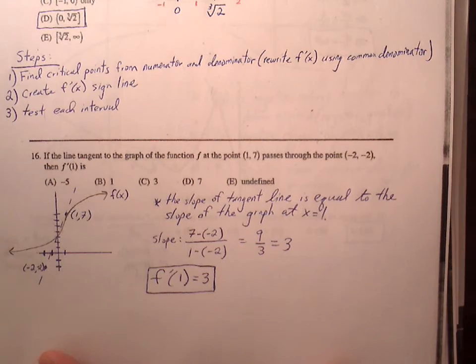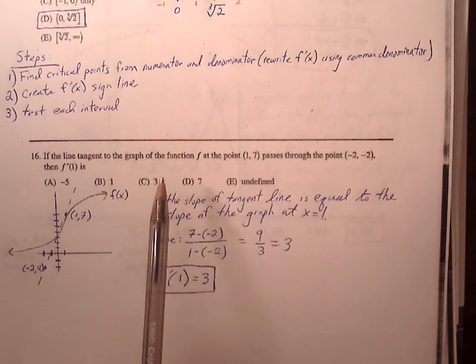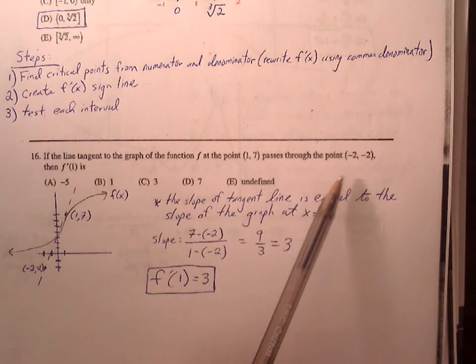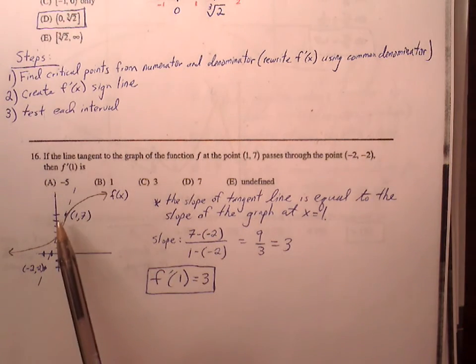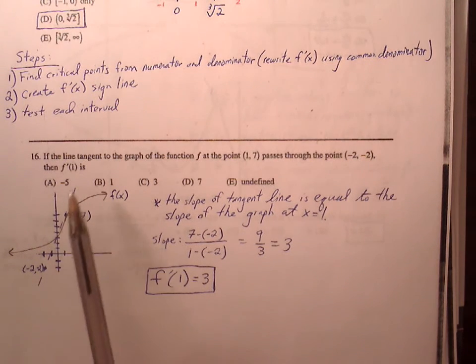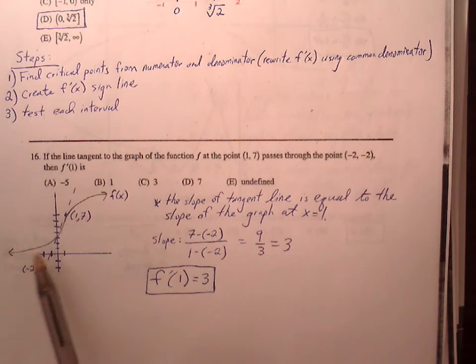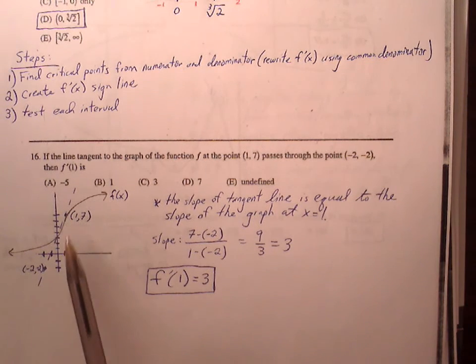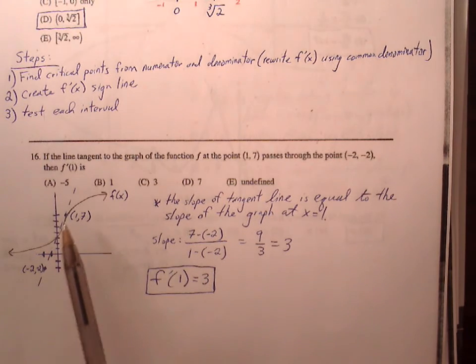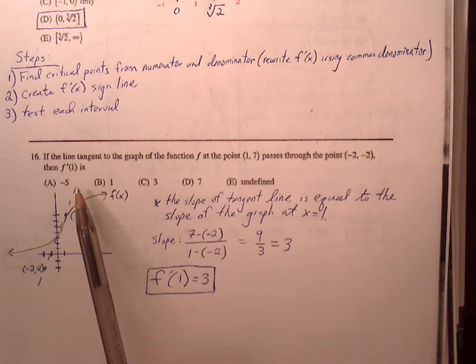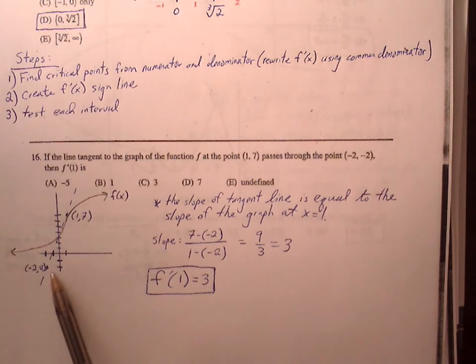Number 16, if the line tangent to the graph at (1, 7) passes through point (-2, -2), then f prime of 1 is equal to. So the problem is asking, if we had this graph pass through these, or if there's a tangent line that passes through those 2 points, what is the slope of the curve at x equals 1? Now I drew a potential graph just as a visual. Now we know what the slope of this point is on this curve because they're telling us that it is tangent to the line that goes through those 2 points.